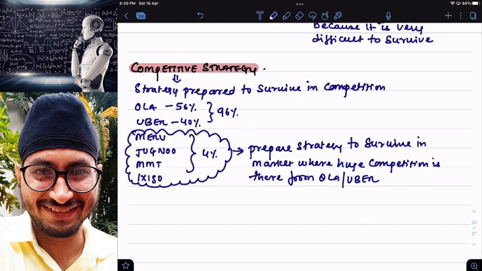And competitive strategy will provide what? Competitive advantage. Clear? What do we mean by competitive advantage? Advantage that I have over my competitors. Clear? If my competitive strategy is good, I will have a competitive advantage. If my competitive strategy is not good, I will not have a competitive advantage.